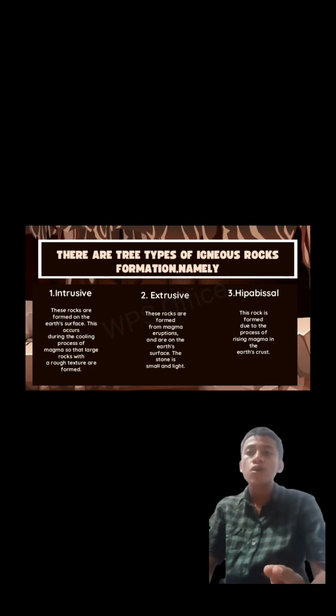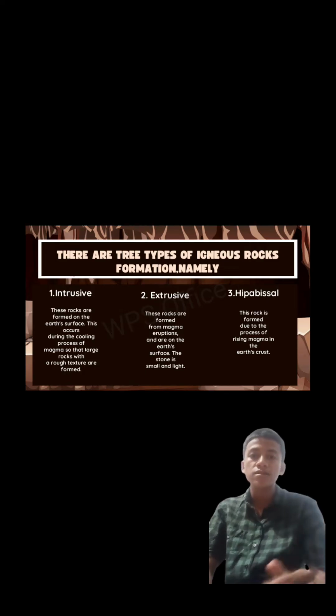There are three types of igneous rock formation, namely: 1. Intrusive. The rocks are formed below the Earth's surface. This occurs during the cooling process of magma so that large rocks with a coarse texture are formed. 2. Extrusive. These rocks are formed from magma eruption and are on the Earth's surface. The stone is small and light. 3. Hypabyssal. This rock is formed due to the process of rising magma in the earth's crust.